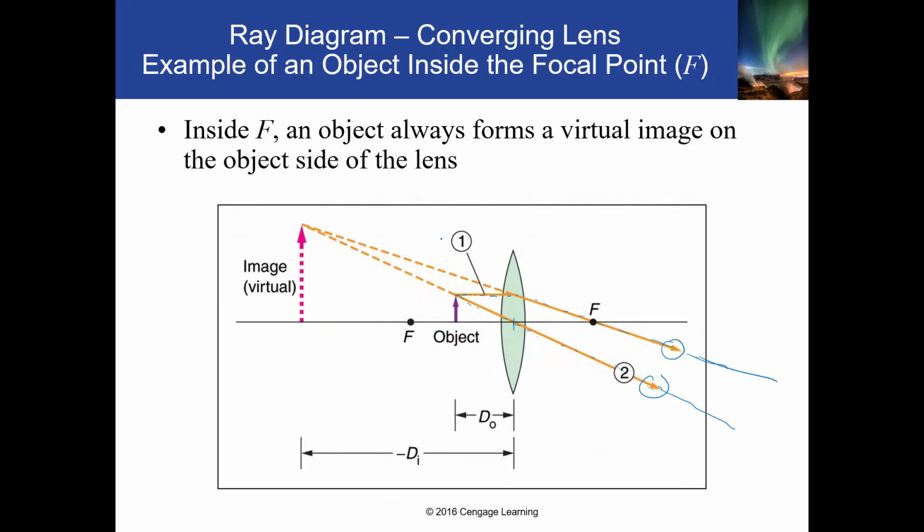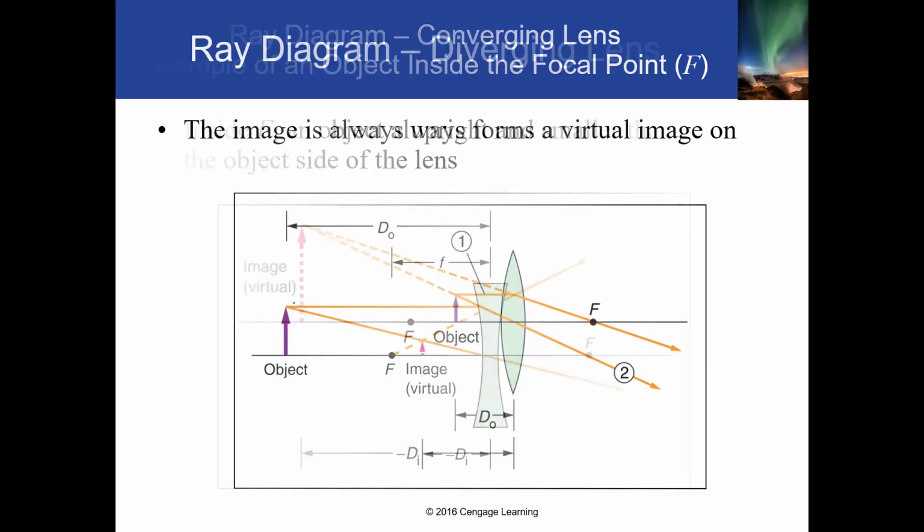Then you extend your lines in the other direction, right? And then this is the location where your image will be formed, right? So now the image size is bigger, the direction is upright, and this is a virtual image, not a real image, because your image is formed on the same side as the object, right?